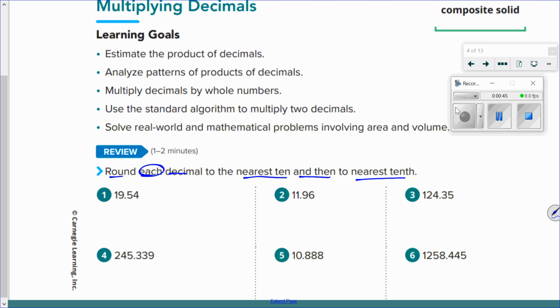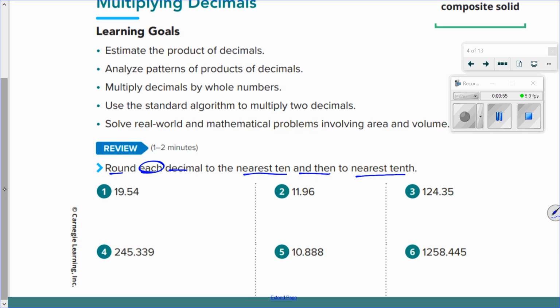The key is focusing in. When I am rounding, I always go to the next place over to figure out what I'm rounding to. So the first one, round to the nearest 10, means I look at the ones place. So 9 means that becomes a 20. To go to the nearest 10th, that means I go to the hundredths place. The 4 means that it stays the same. So 19 and 5/10.